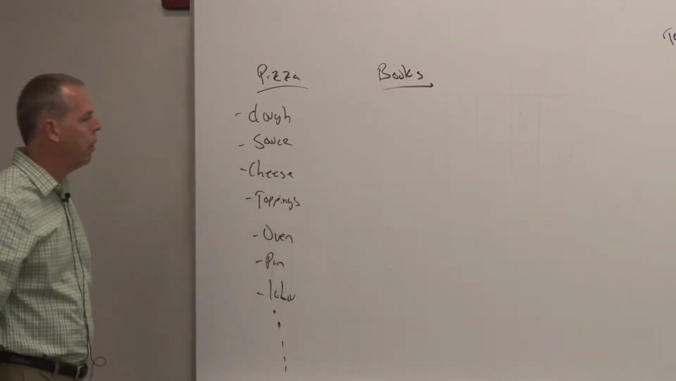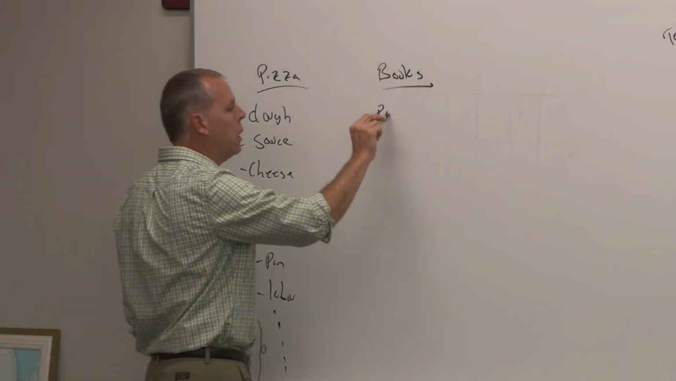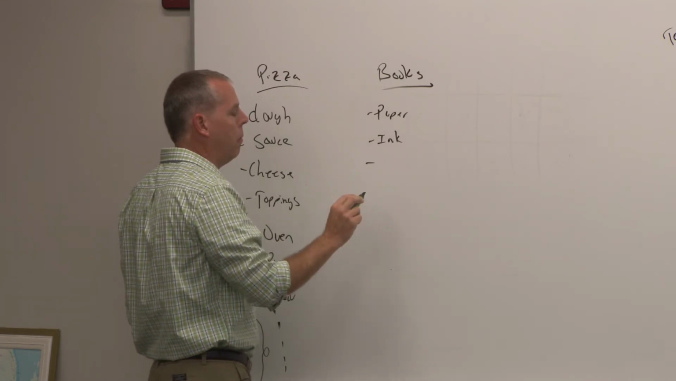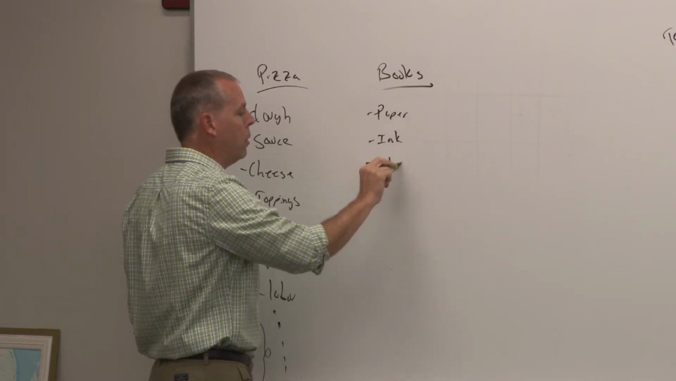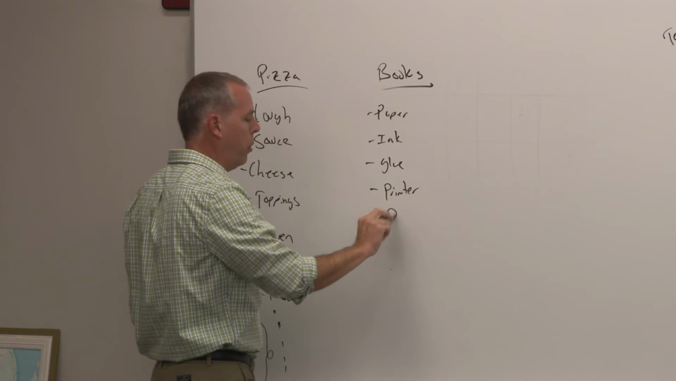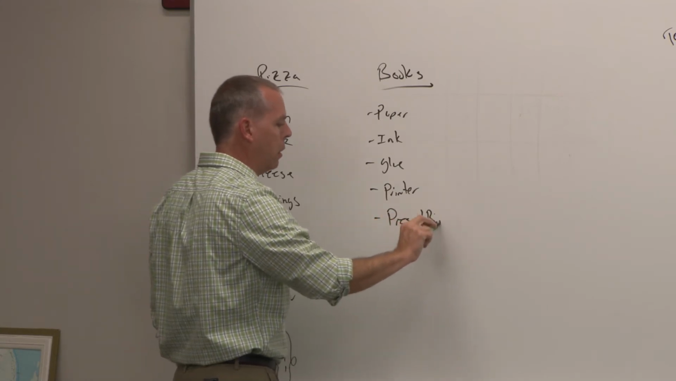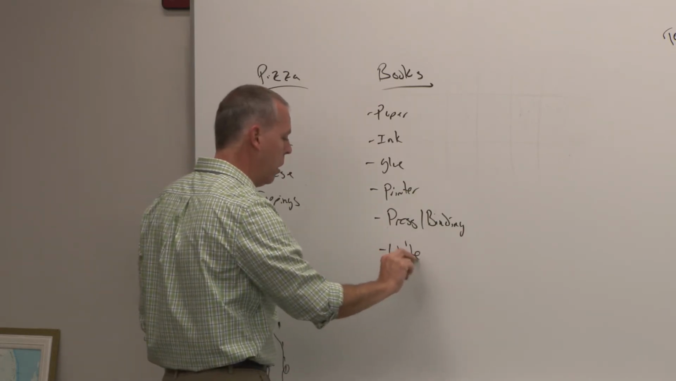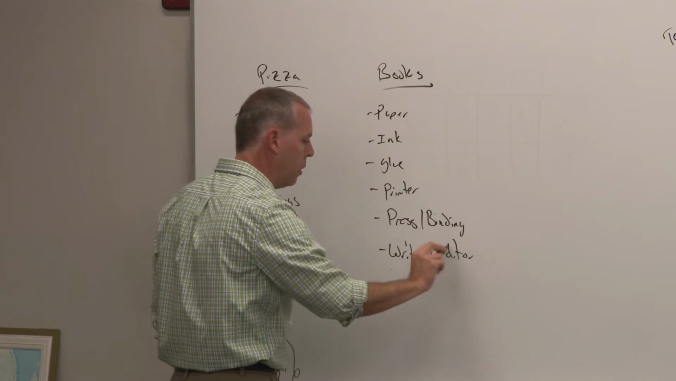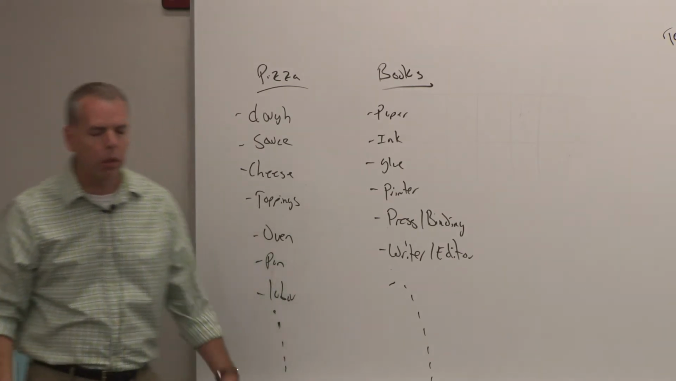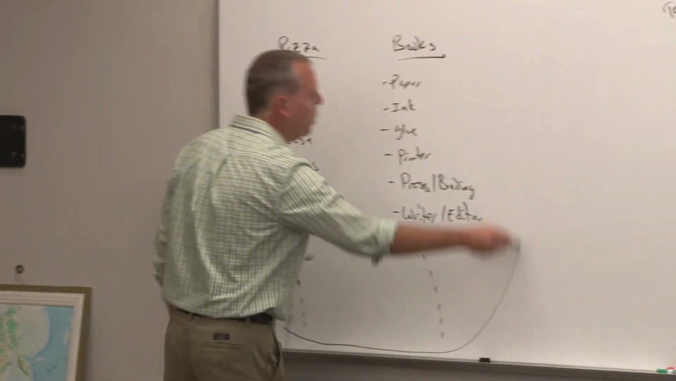What does it take to make textbooks? Paper. Ink. Glue. Printer. Printing press and binding. A writer and editor. And so on. So you know what it takes to make a book. Does our economy contain all of these resources?